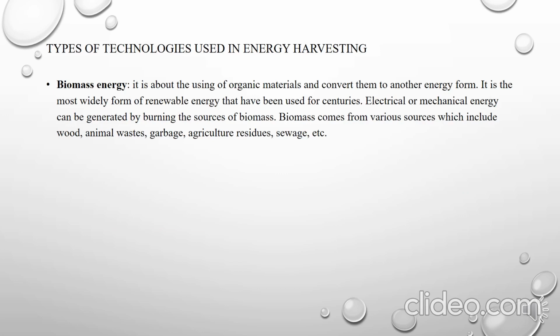Biomass energy is about using organic materials and converting them to another energy form. It is the most widely used form of renewable energy and has been used for centuries. Electrical or mechanical energy can be generated by burning the source of biomass. Biomass comes from various sources, which include wood, animal waste, garbage, agricultural residue, sewage, and so on.